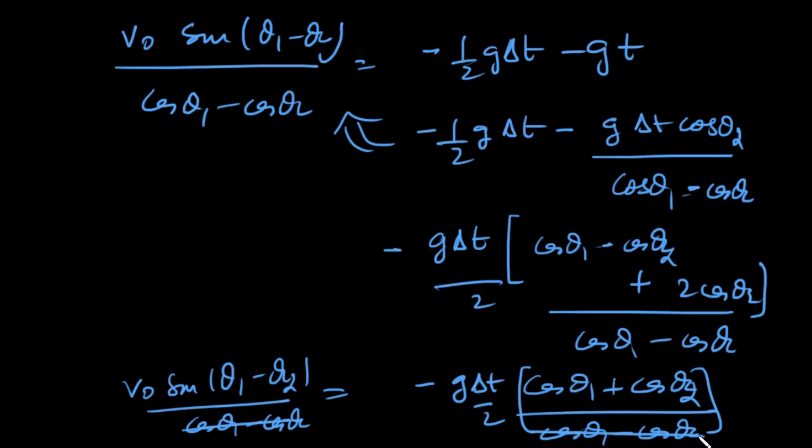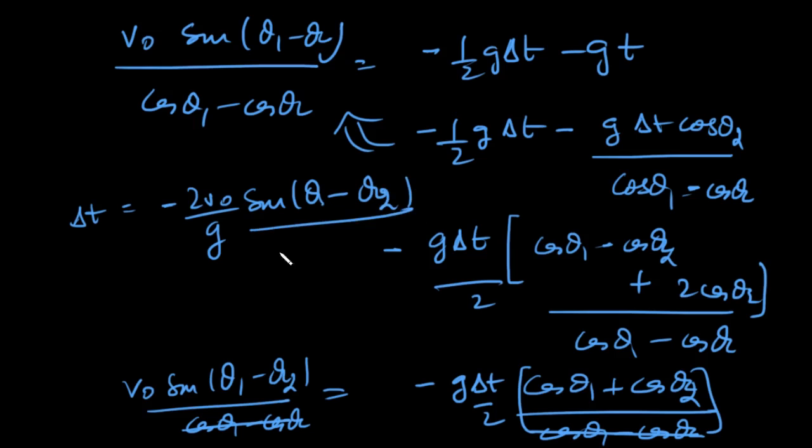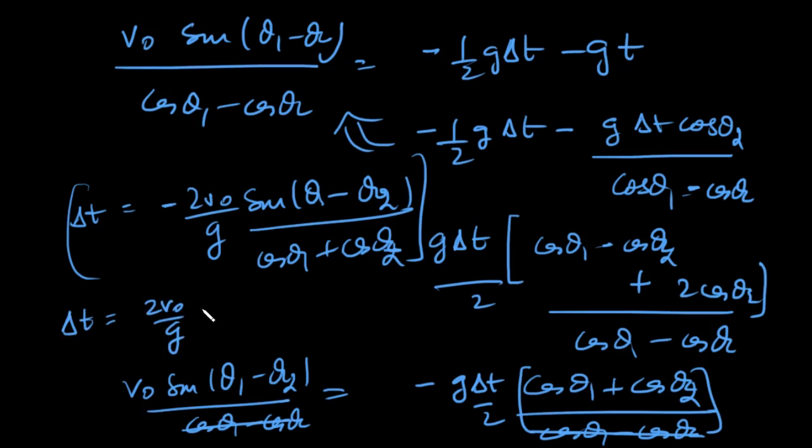So this gets cancelled out. So delta t is minus 2 v naught by g sine of (theta 1 minus theta 2) divided by cos of theta 1 plus cos of theta 2. Okay, and time cannot be negative, so since sine A cos B minus cos A sine B, that will be reversed. Hence delta t final expression would be 2 v naught by g sine of (theta 2 minus theta 1).